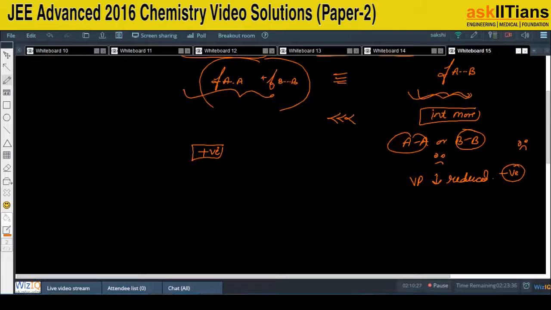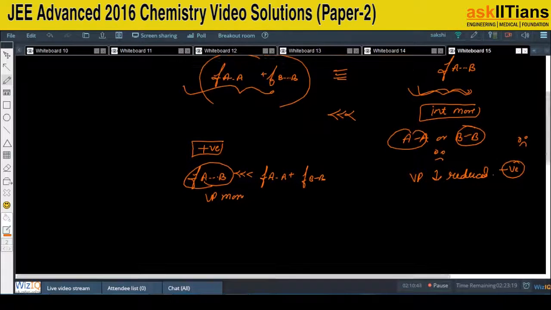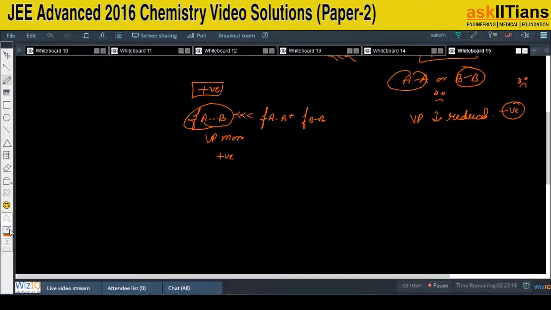Now, the positive deviation from Raoult's law is possible when the force of attraction between A and B molecules is less as compared to that between A and A plus that between B and B. Then only the vapor pressure will be more in this case, and hence they will show the positive deviation from Raoult's law. Now students, based upon all these facts, this interaction can be taken in terms of, let's say, hydrogen bonding. So you have to justify whether hydrogen bonding was more in the initial case or more in the final case.